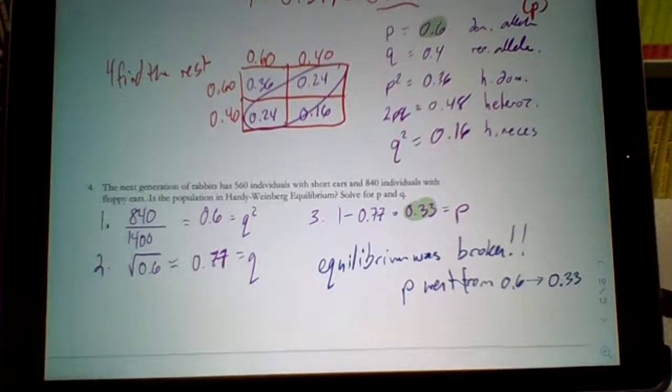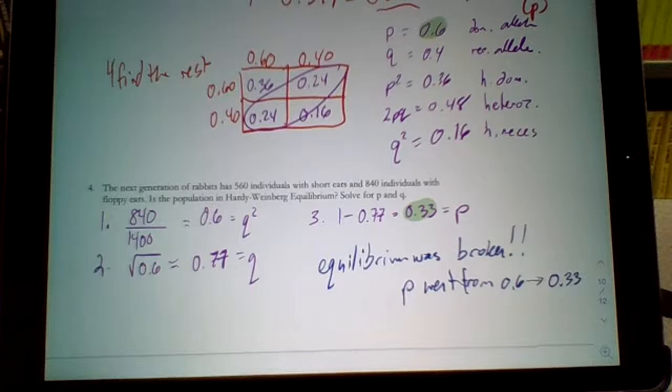What's going on? To me, it sounds like it's a farm, and maybe they said, hey, we're hungry one day. Let's eat the short-eared rabbits, and let's save the floppy ones because they're cute, and we can sell them. So all of a sudden, the population has started to move towards that. So that would be my guess, but we'll see.